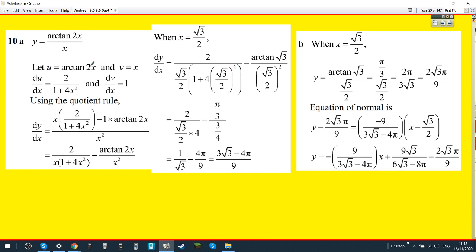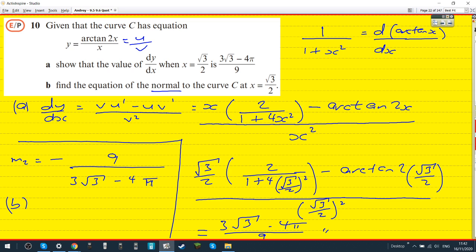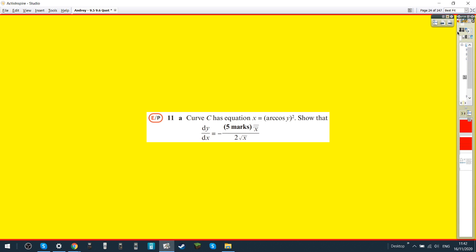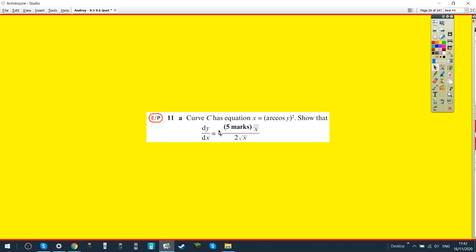Let me just see A. Yeah, 2 over 1 plus 4x squared. Got it. Great. Any questions there? No. Okay, so we kind of proved this a minute ago, that the derivative of arctan x, fully simplified, is 1 over 1 plus x squared. It really helps to fully simplify it. And so the derivative of arctan 2x is 2 over 1 plus 4x squared. And then we can just use that.